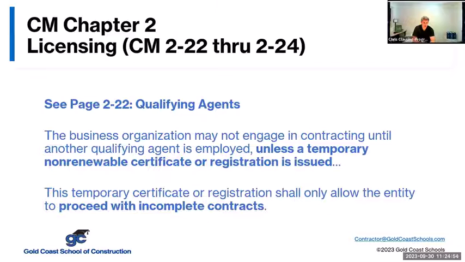A business organization may not engage in contracting until another qualifying agent is employed, unless a temporary non-renewable certificate of registration is issued. So the director of DBPR can actually extend that if you get permission. And that allows them to only proceed with incomplete contracts. In other words, you cannot solicit new business, you cannot enter into new contracts while that qualifying agent period is lapsed.